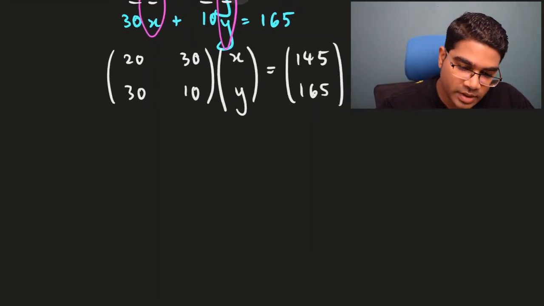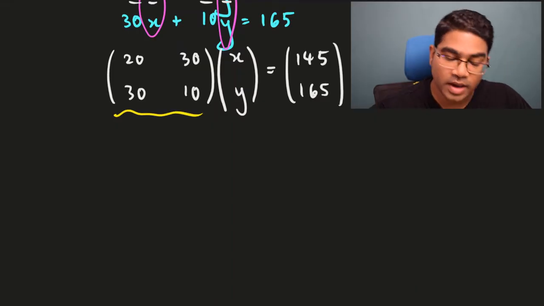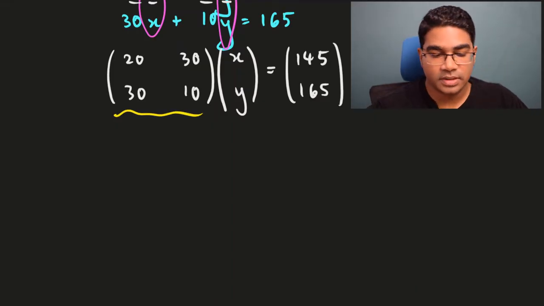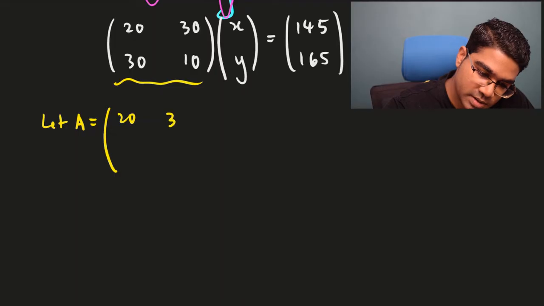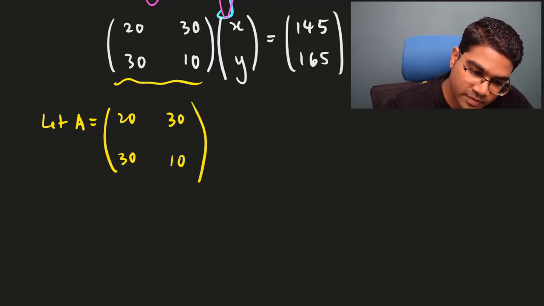So how are we going to get rid of this? We have to use inverse matrix. So now we have to find the inverse matrix. Again, let's make our working very clear. Let A equals to 20, 30, 30 and 10. And now we can find A inverse.